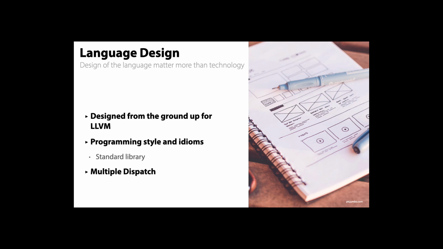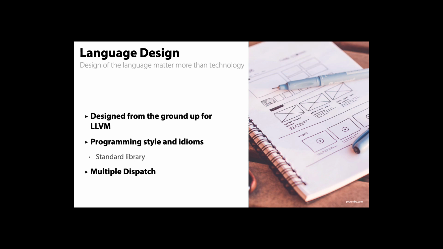So, what is this language design then? Well, for one, it's designed from the ground up to be used with LLVM. Right? In most other languages, just-in-time compilers came after the fact. The languages are already made. The other thing is programming style and idioms. The standard library has actually been designed around this, knowing this is how it's going to be used, so that you start following a pattern in how you write your code so that it's high performance.